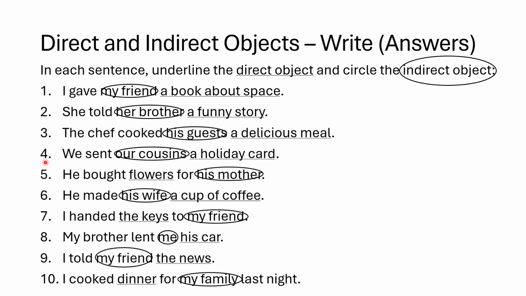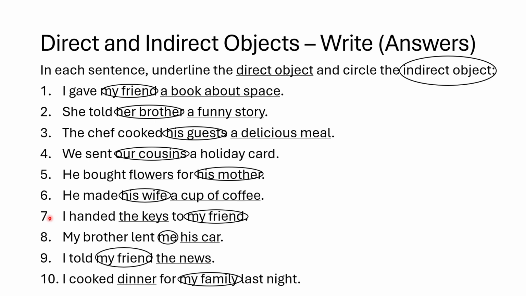4. We sent our cousins a holiday card. A holiday card is the direct object. Our cousins is the indirect object. 5. He bought flowers for his mother. Flowers is the direct object, and his mother is the indirect object. 6. He made his wife a cup of coffee. A cup of coffee is the direct object, and his wife is the indirect object.